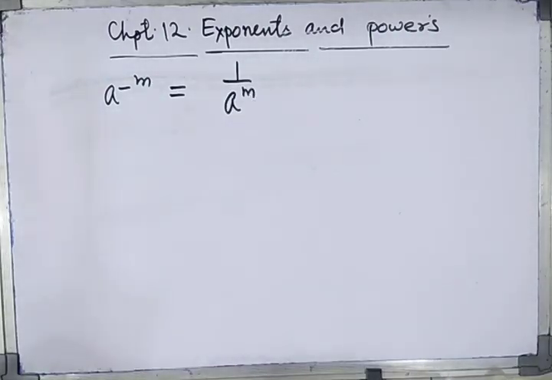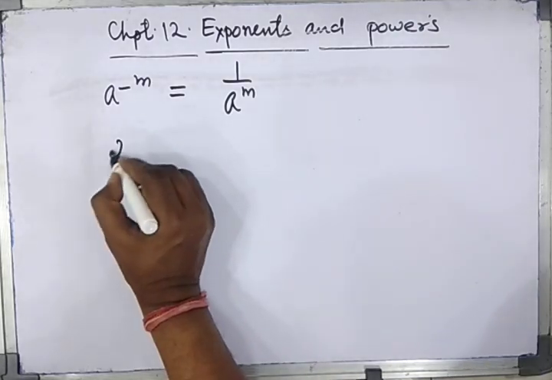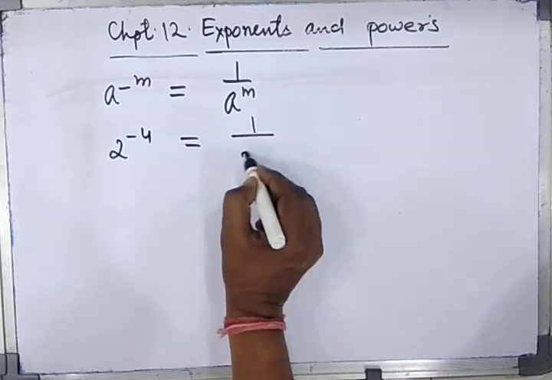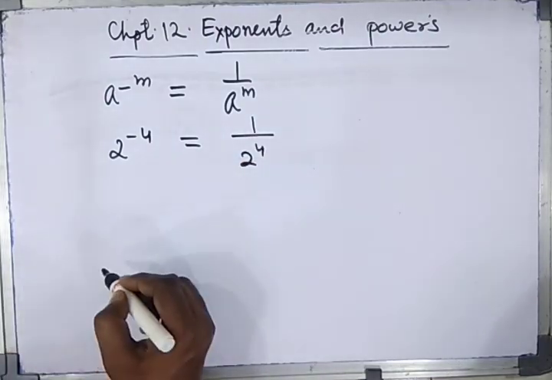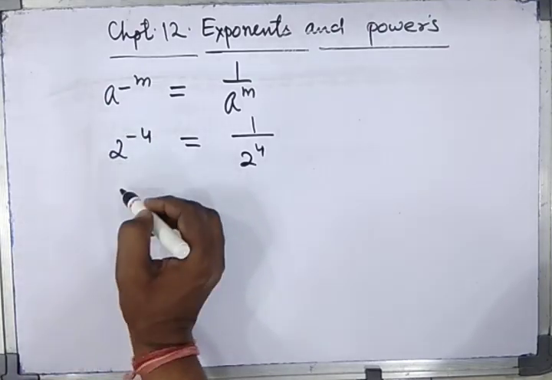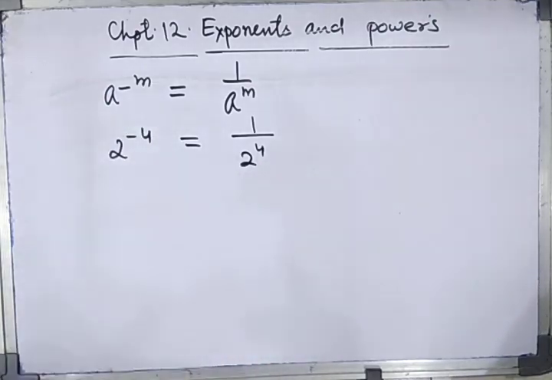So how to represent power with negative exponent as positive exponent. So student, 2 raised to minus 4 is equal to 1 by 2 raised to 4. So 2 raised to minus 4 and 2 raised to 4 are multiplicative inverses, student.